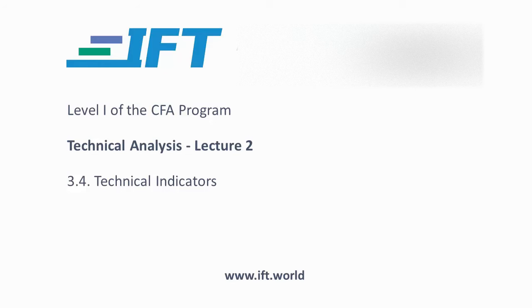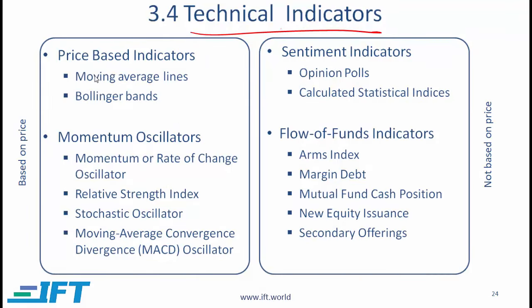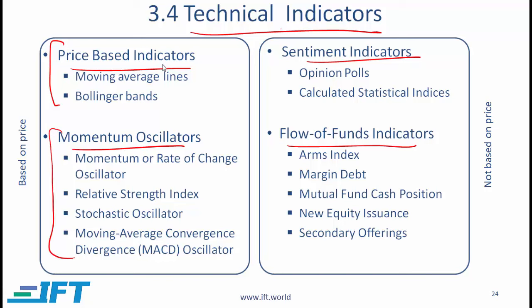Moving now to technical indicators. There are four categories of technical indicators that we'll talk about: price-based, momentum oscillators, sentiment indicators, flow of fund indicators. Even though we have two separate categories here, price-based and momentum, both of these kinds of indicators are created based on price. It's only that momentum oscillators are a little more sophisticated than price-based indicators. On the right, we have two indicators which are not based on price.